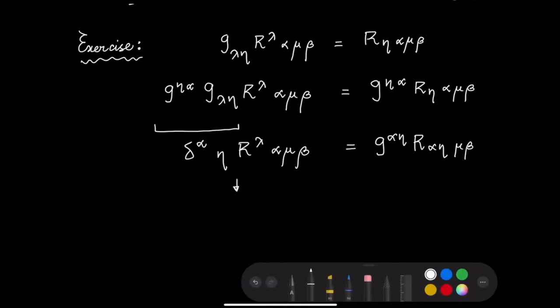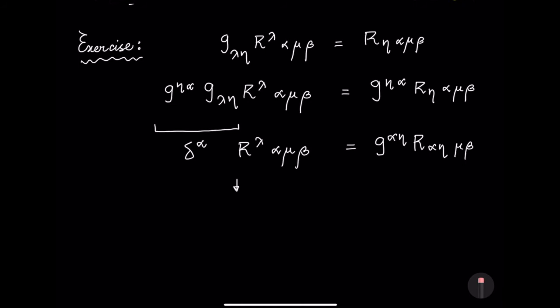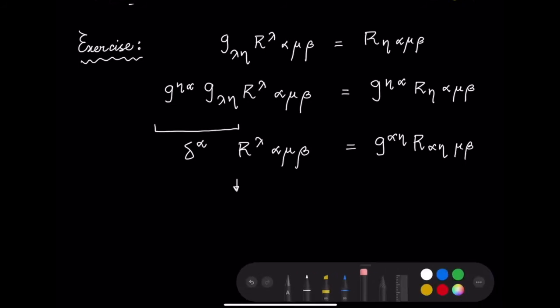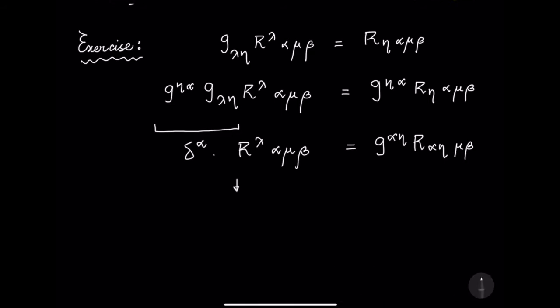I'm sorry, I have made a mistake here also. So this should be lambda. So I have to change the index alpha by the index lambda, because here eta is summed over. So this is a delta function alpha lambda. So I change the index lambda by alpha. So I get the contraction of Riemann with the first two indices on the left hand side.